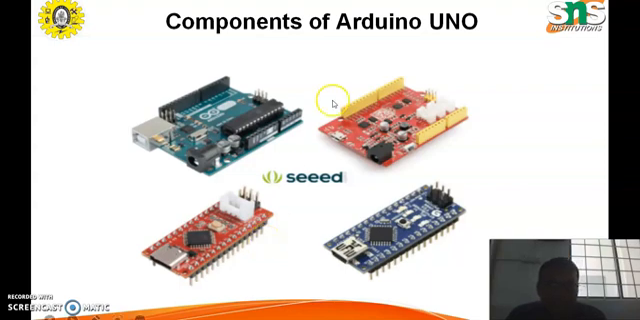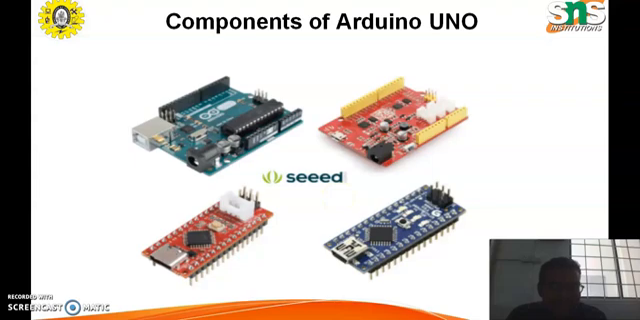Now we are going to discuss the components of Arduino UNO. Before that, the image shows that there are various different types of Arduino boards which we can use. This is an Arduino UNO board, this is an Arduino Nano, and this is one type of Arduino Mega board.